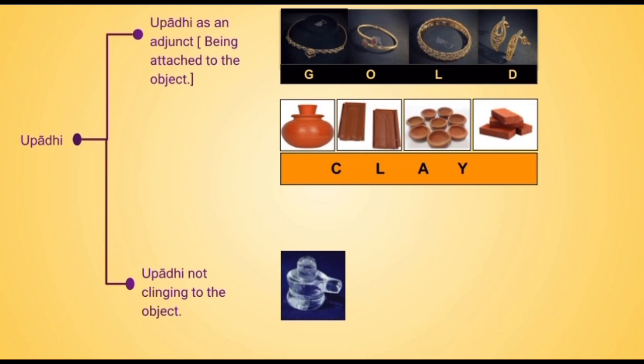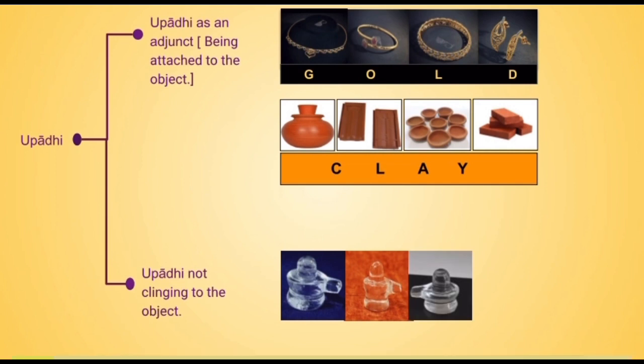Similarly, when the lingam is placed on an orange background, it appears orange colored, and when it's placed on a black background like this, it appears black, and when it's placed on a pink background like this, it appears pink. So all these different backgrounds kept separate and not clinging to the transparent Spatika Lingam, but they are helping us to recognize this Spatika Lingam. That's why these backgrounds can be treated as Upadhis for the Spatika Lingam.